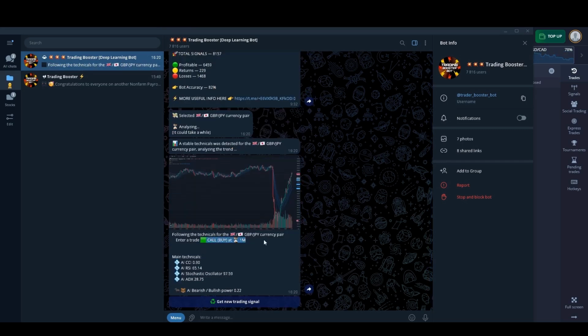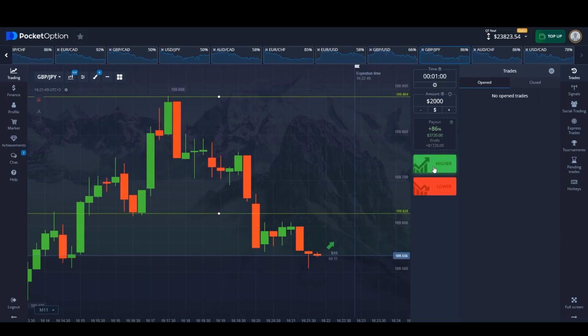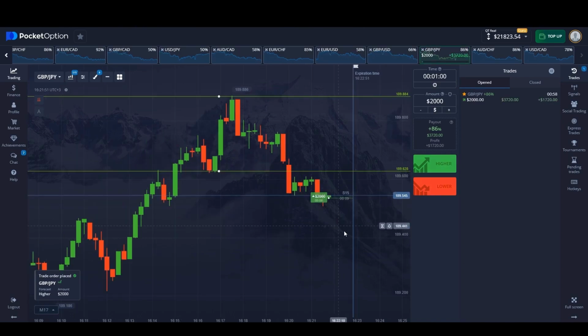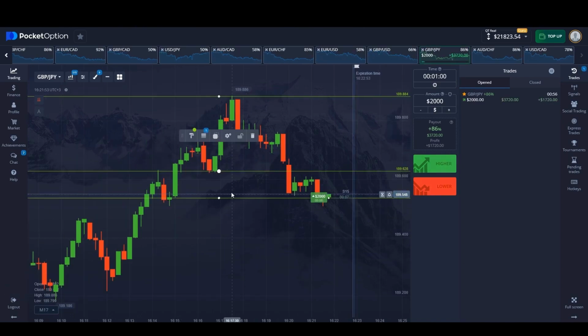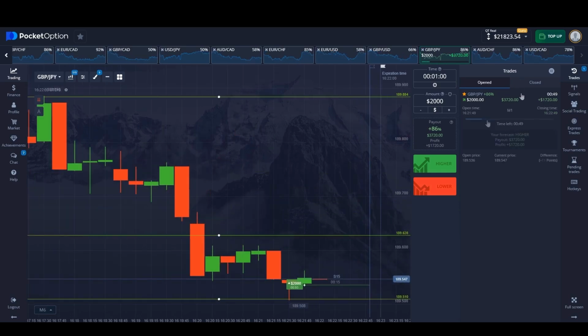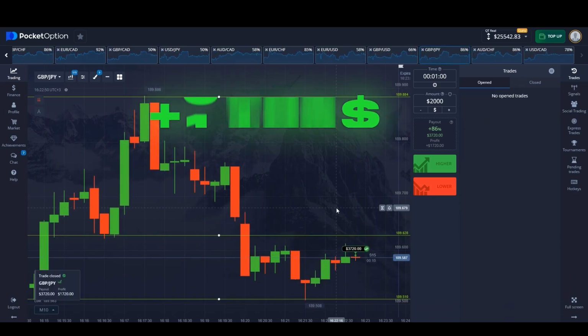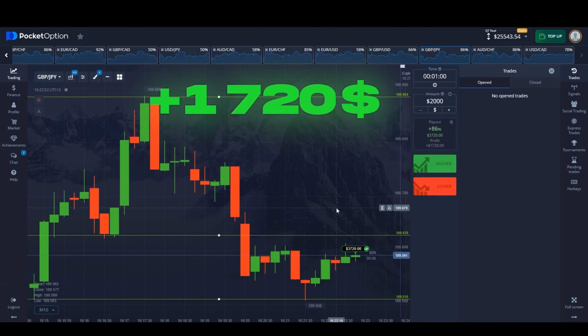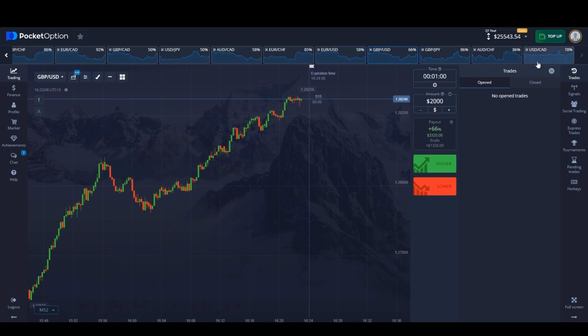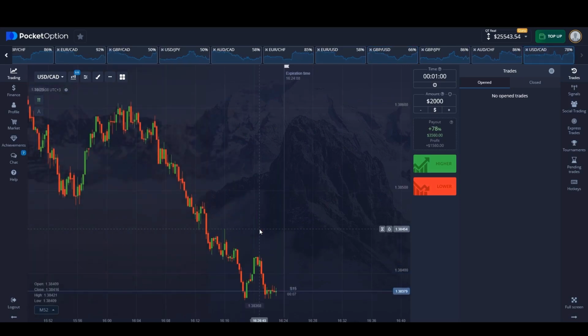I get a buy signal, and this means that the price has already removed the lower liquidity zone. There is another zone below here, and just from this zone I can expect a good upward movement. A very good trade brings me as much as $1,720.